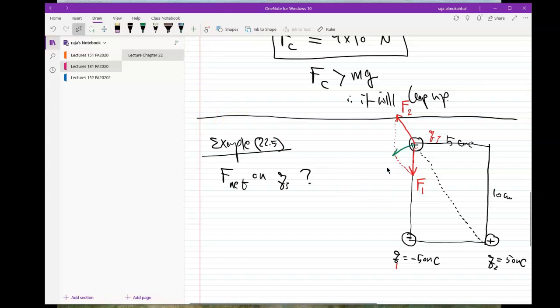Your book calls it F3, I think. Yeah, I'm going to call it R, like a resultant vector, okay? And so that's basically what we are interested in, finding this F net, which is R. Got it so far? Okay.